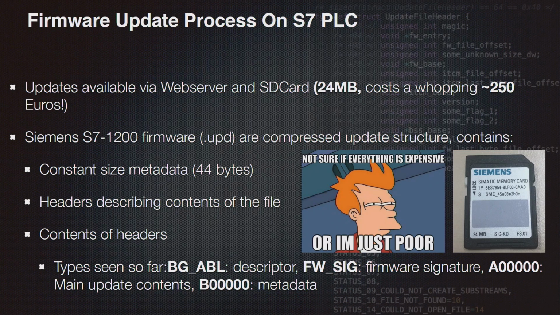Now something on the firmware update process of the S7 PLC as well. There is an SD card which you can get, which is one of the ways. It's 24 MB, $250, which is a good price for what you get, I guess. So a bit of an opportunity for Siemens to earn money. We are not quite sure whether they have specific features, but it seems to be basically FAT32 parsing and nothing too special that we have seen there.